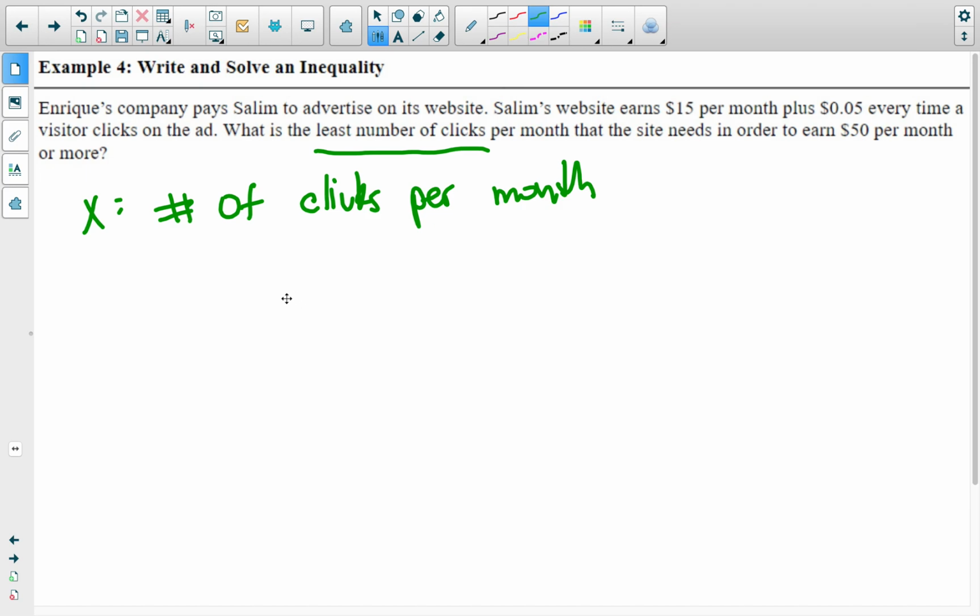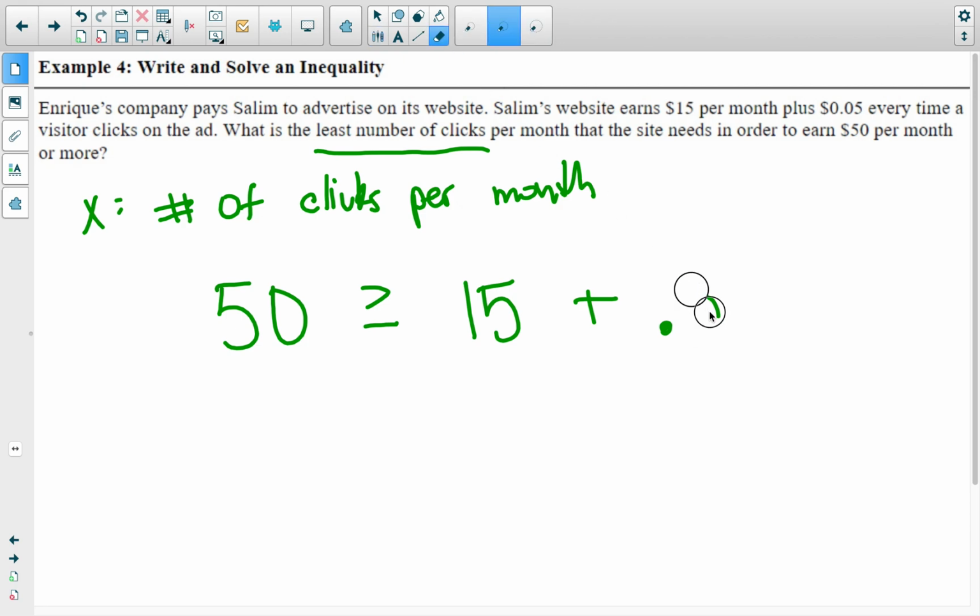And then when I'm thinking about my inequality, I know that we want to earn at least $50. Or Enrique, or Salim's website. The website needs at least $50. If we have more than 50, that would be amazing. So we're going to use a greater than or equal to symbol here. And then they earn a flat fee of $15 per month plus a rate of 0.05, which is 5 cents, 0.05 times the number of clicks.